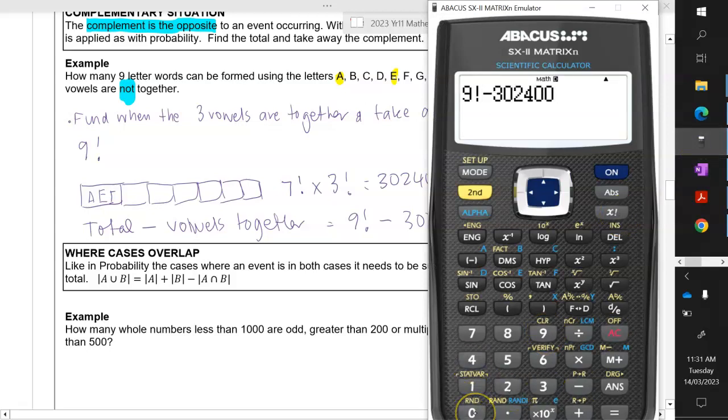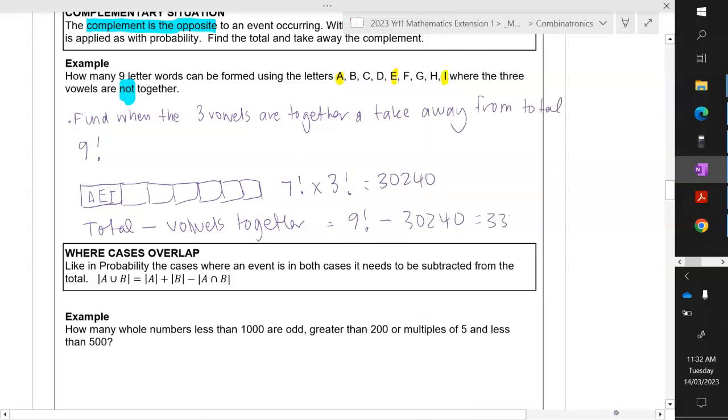So 9 factorial minus 30240. Oops. I don't like this abacus calculator. What have we got? 332640. So that would be the number of 9-letter words where the vowels are not together. It's a fair amount of words.